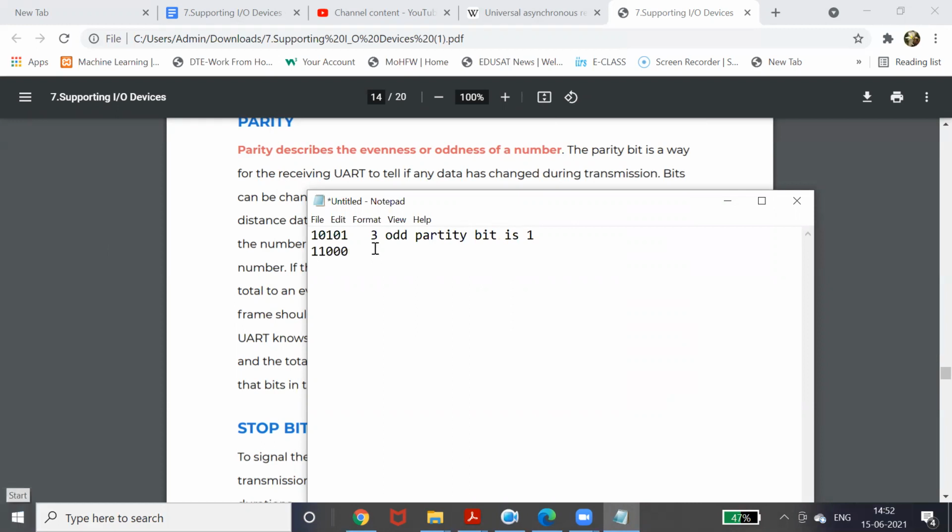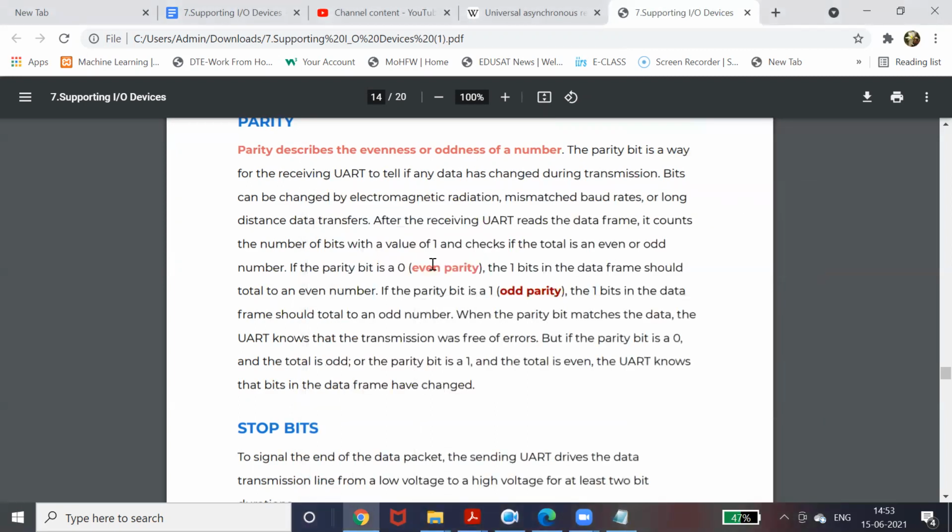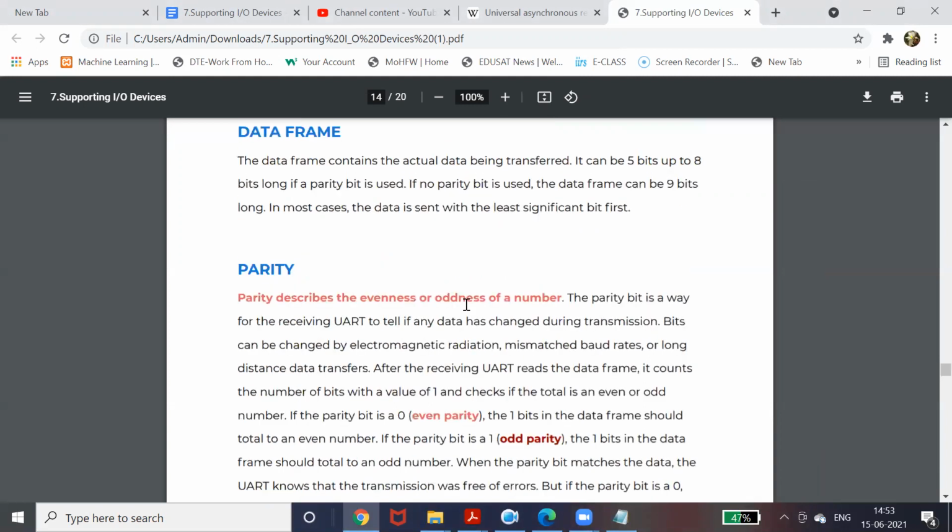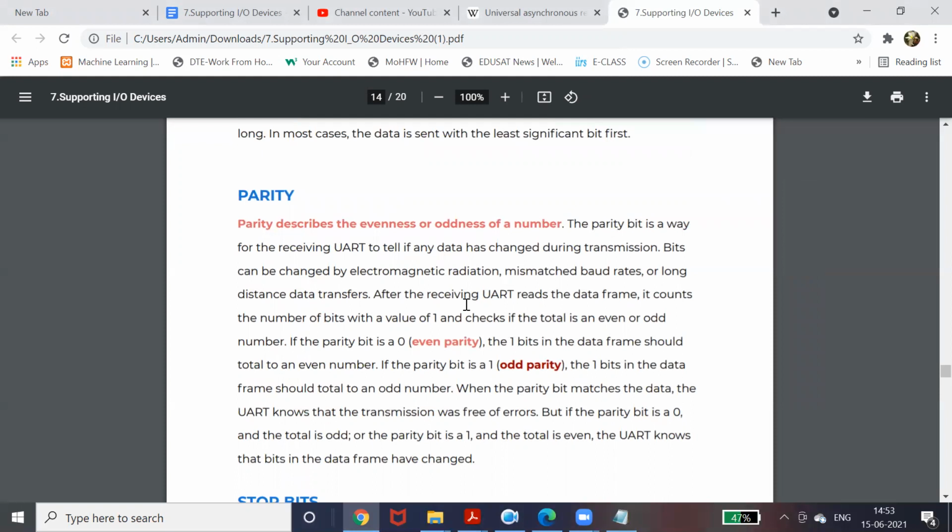Okay. Now the next example, suppose 1 1 0 0 0. Now tell me how many bits are 1? The number of ones is 2, which means it is even. So as it is even, what will the parity be? Parity will be 0. So when the number of ones in that data packet is even, then parity will be 0. Otherwise, if it is odd, then parity will be 1.